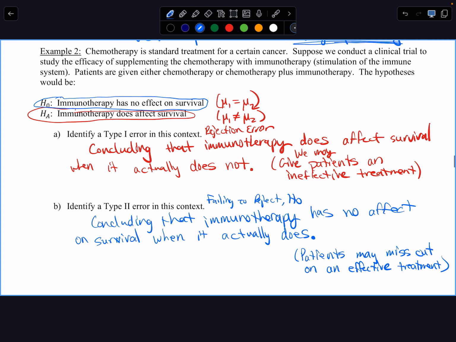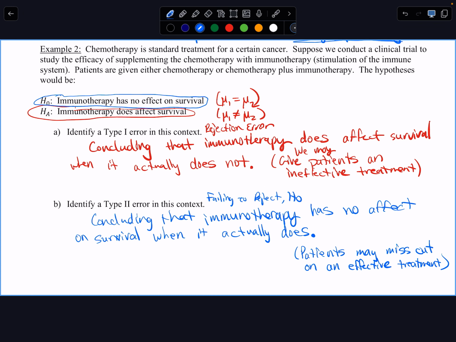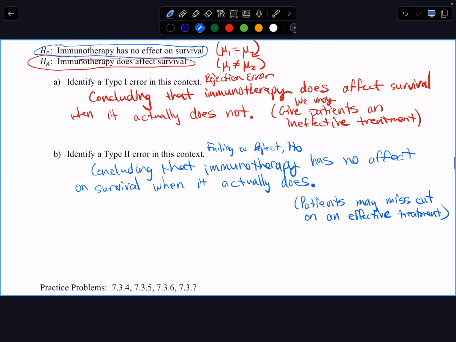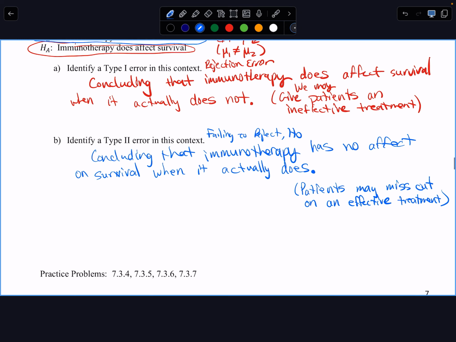And so you want to be able to read a study and be able to identify, in a similar example, the type 1 and type 2 errors. Any questions with that example?